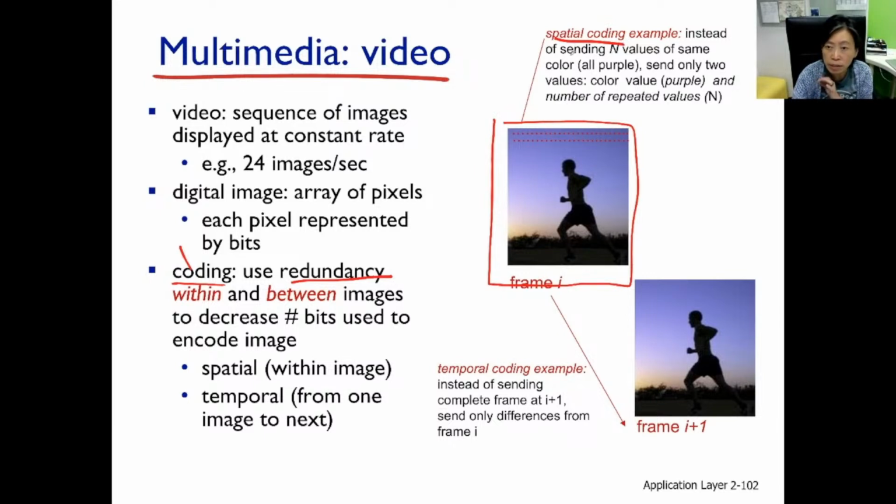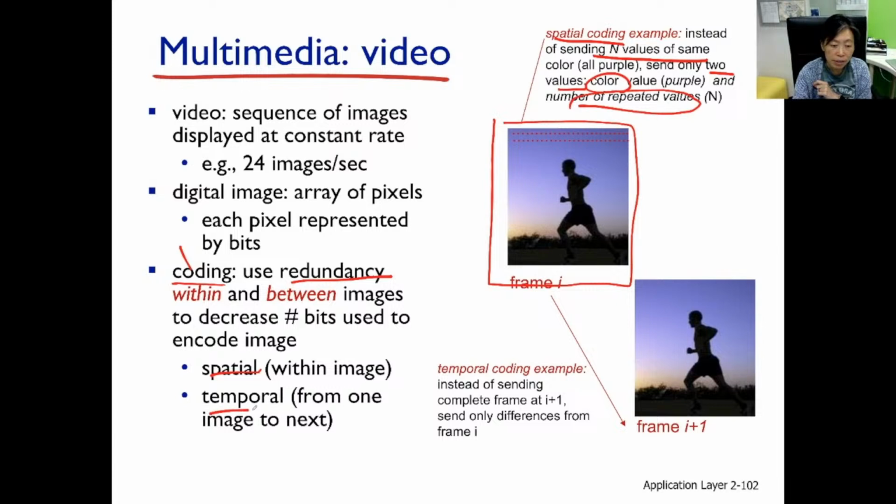So instead of sending all the values one by one, how about sending only two values? The color and the number of times the color is going to repeat. So two numbers instead of n numbers. That reduces the number of bits we need to transmit. The other way, so that was spatial.